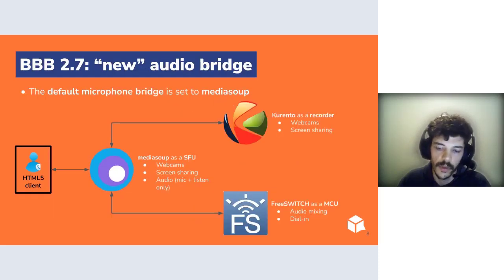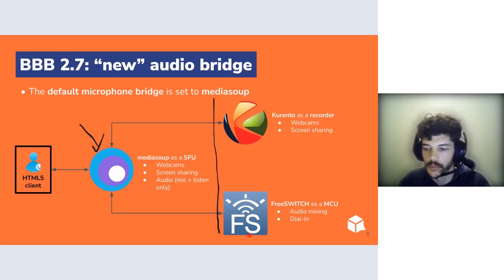And then going into 2.7, which will be the next BigBlueButton release, is already in alpha state. The new microphone bridge is the default one, so audio will go through mediasoup instead of FreeSwitch directly, and we will be unifying the client-facing front-end media server into a single one, which is mediasoup. So the architecture changes a bit more. We have mediasoup in the front end and Kurento and FreeSwitch in the back end. FreeSwitch just does the audio mixing and handles dial-in and SIP integration, and Kurento does recording still.